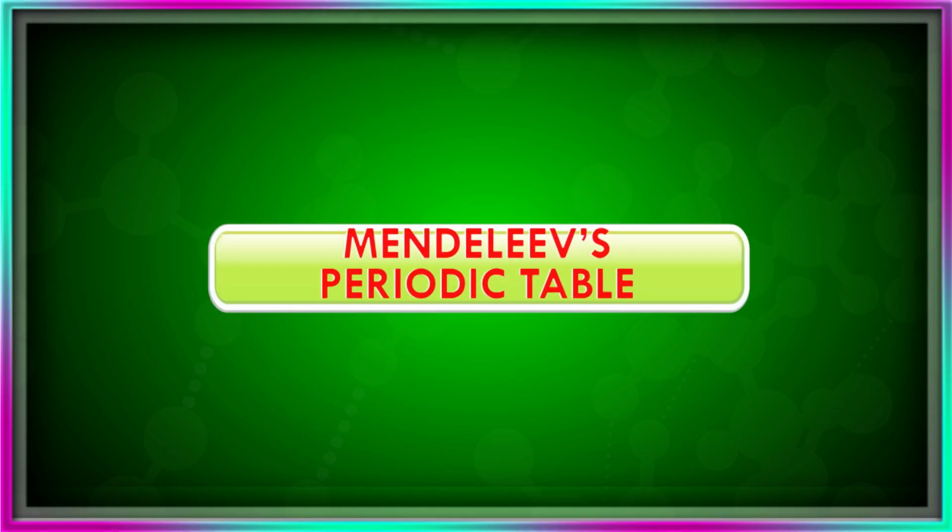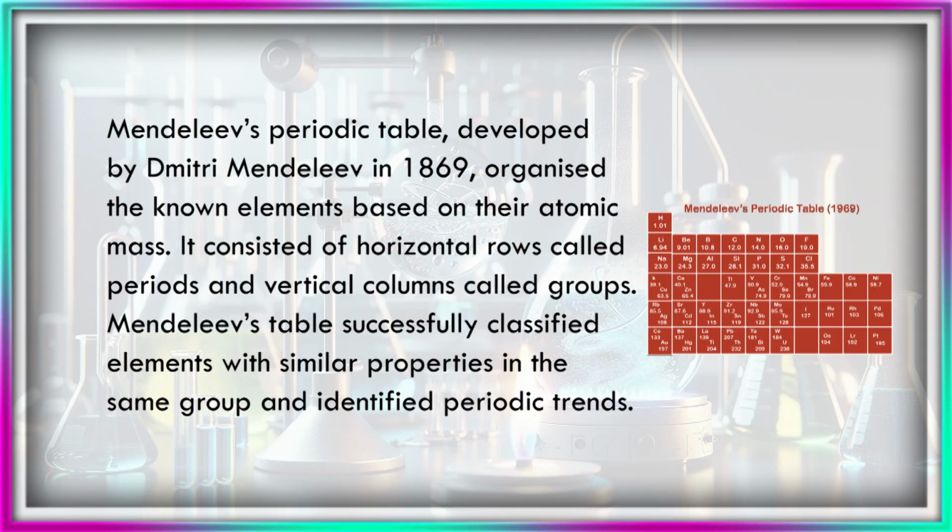Mendeleev's periodic table. Mendeleev's periodic table, developed by Dmitry Mendeleev in 1869, organized the known elements based on their atomic mass. It consisted of horizontal rows called periods and vertical columns called groups. Mendeleev's table successfully classified elements with similar properties in the same group and identified periodic trends.